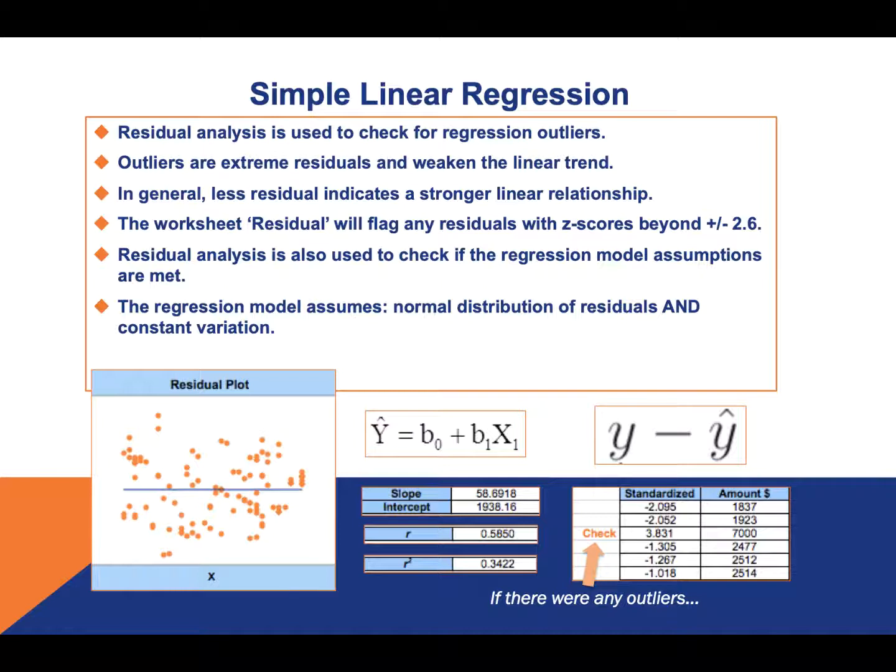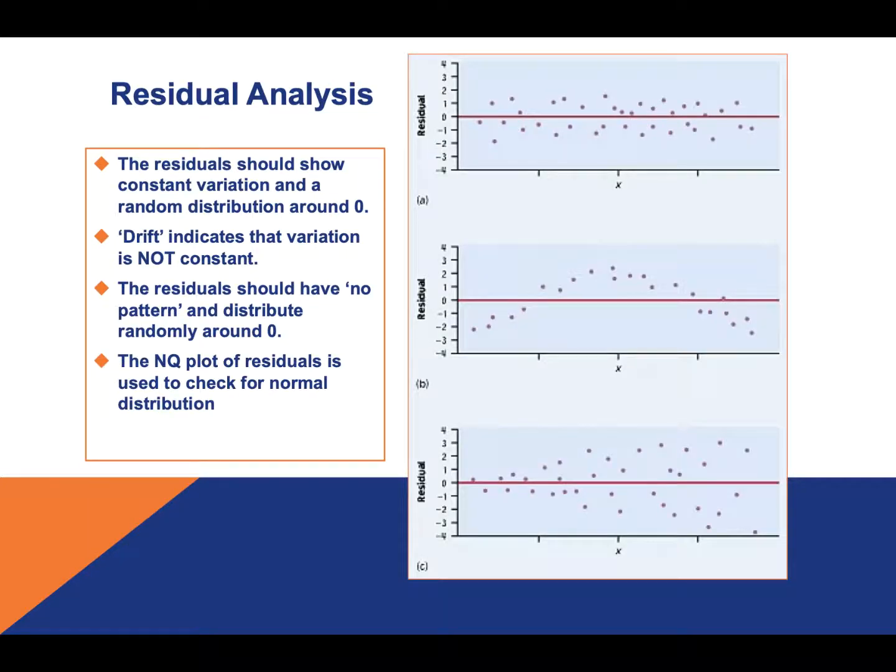Residual analysis is also used to check if the regression model assumptions are met. The regression model assumes two things: a normal distribution of residuals and what we call constant variation of residuals. Here we see three residual plots. The residuals should show constant variation with a random distribution around 0, like we see in the top plot.